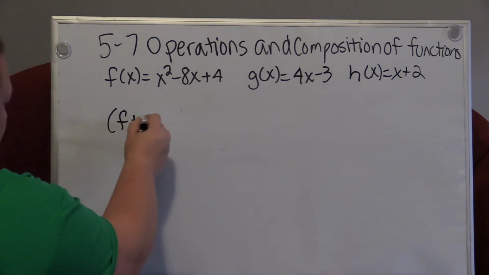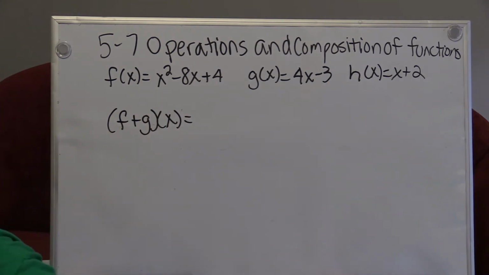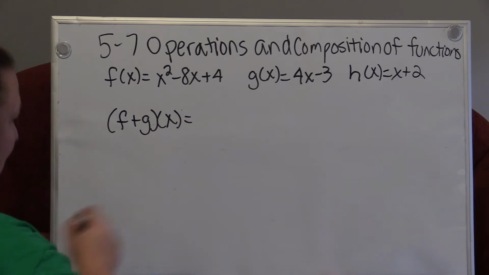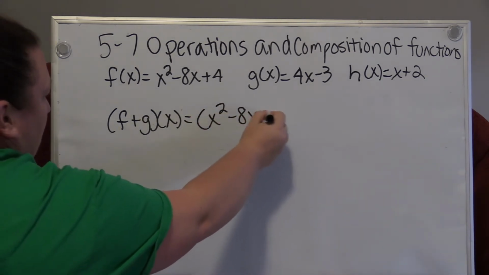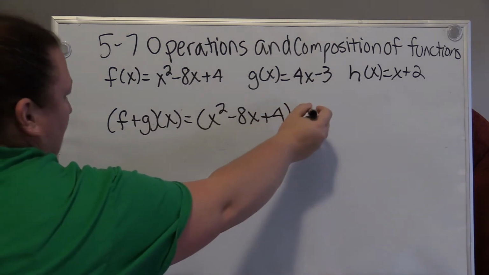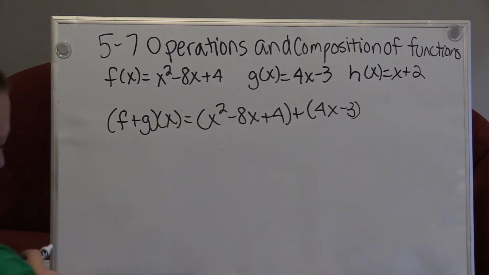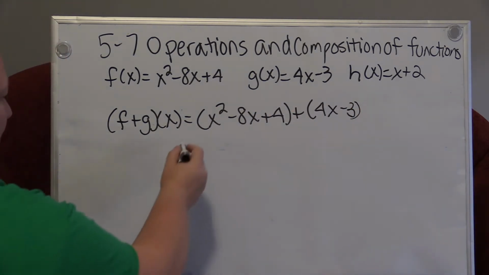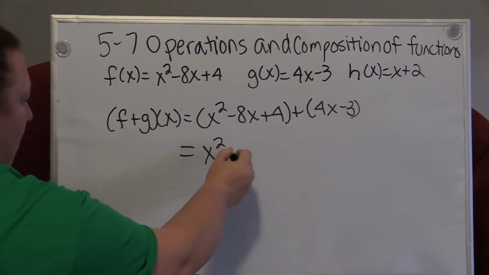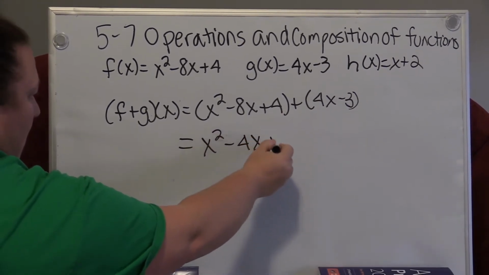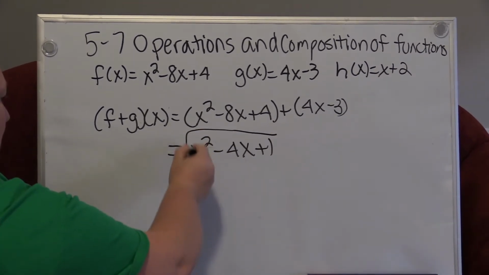f plus g of x. And when we do this, we're just going to add these two functions. So x squared minus 8x plus 4 plus 4x minus 3. So when I combine like terms, I get x squared minus 4x plus 1. And that's my answer.